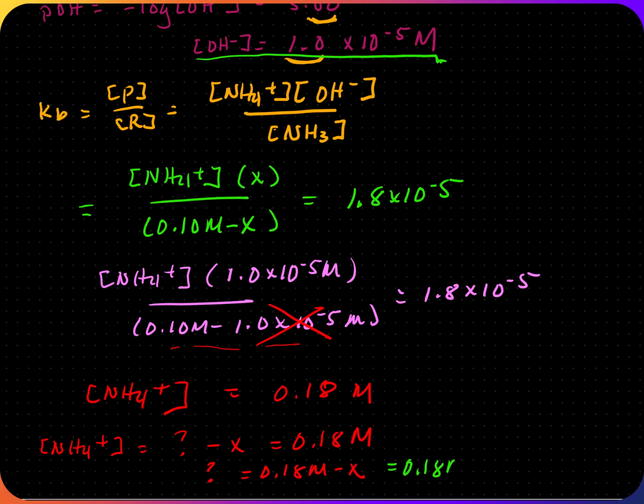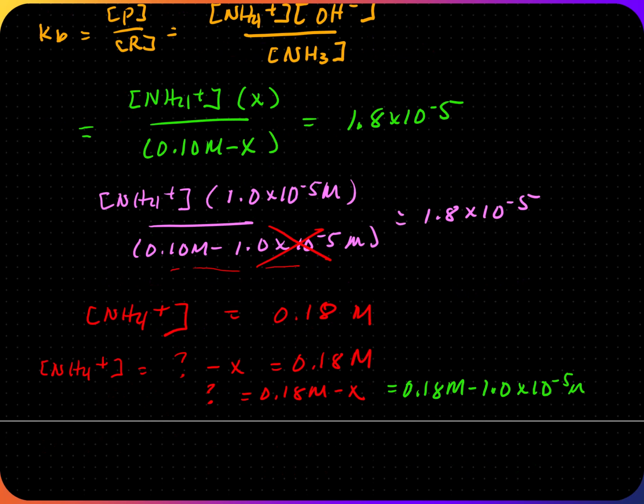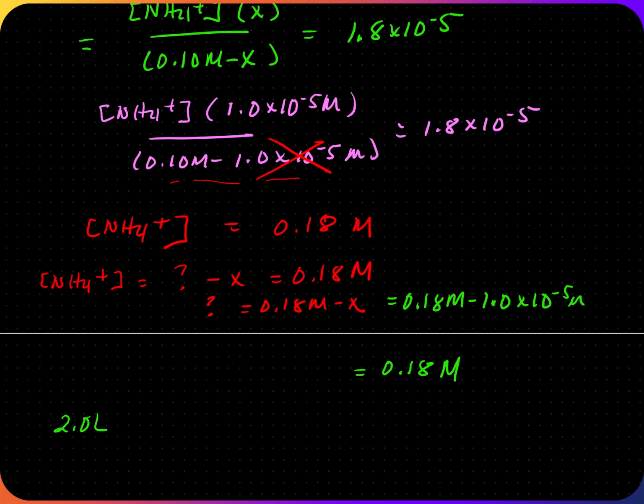This is equal to 0.18 molar minus 1.0 times 10 to the negative fifth molar. 0.18 minus 1.0 times 10 to the negative fifth is approximately 0.18 molar. And they want the number of moles. Since it started with 2.0 liters, there is 1 liter to 0.18 moles. So you began with 0.36 moles of ammonium chloride. You could also use the molarity equation, moles over volume, to calculate it, or dimensional analysis.